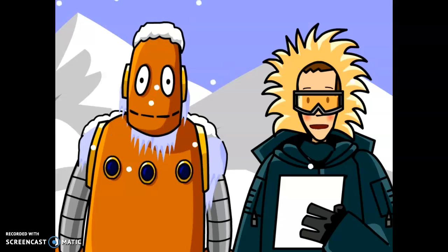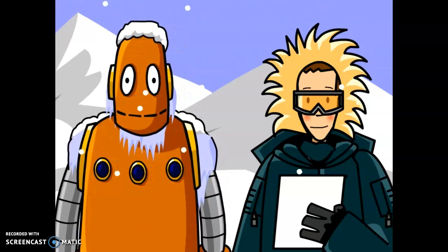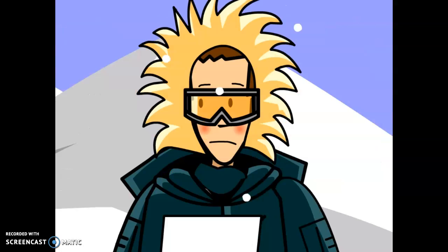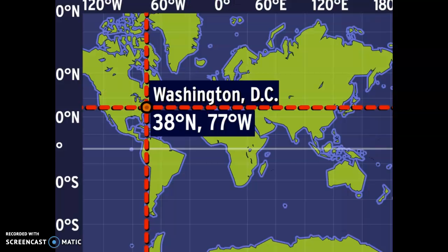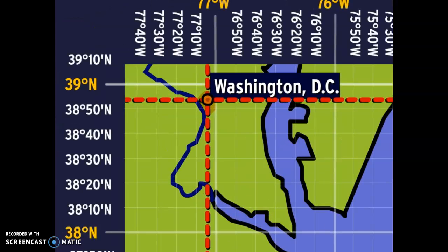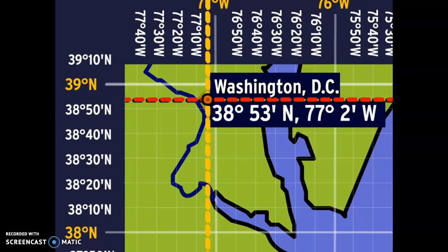Because the Earth is so big, there are a lot of miles between each degree of latitude and longitude. For more precise measurements, we use minutes and seconds. There are 60 minute lines between each degree of latitude and longitude. The precise coordinates for Washington, D.C. are 38 degrees, 53 minutes north, and 77 degrees, 2 minutes west.